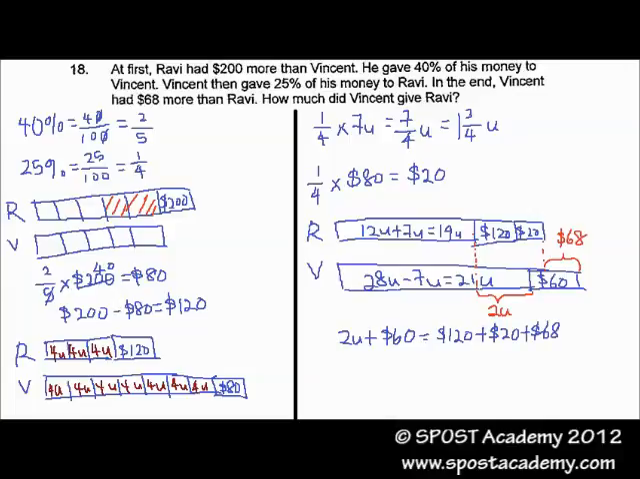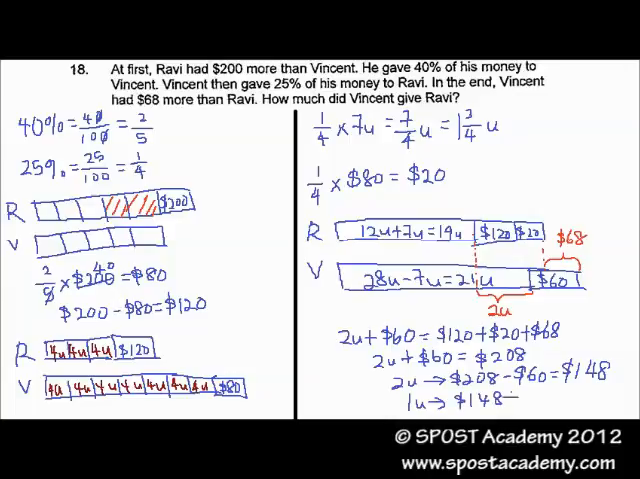So 2 units plus $60 is actually equivalent to $208. If I want to find 2 units, I'll have 2 units equivalent to 208 minus $60, which will give me $148. So 1 unit is equivalent to $148 divided by 2, which will give me $74. Because of the limited space, I will do the rest of the working here.